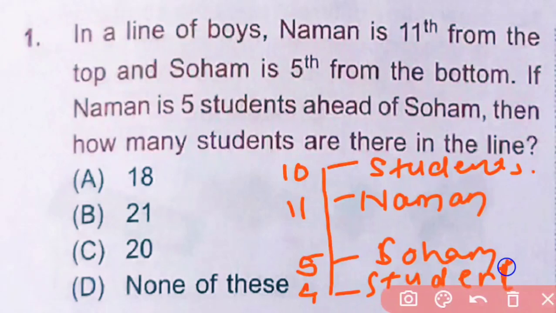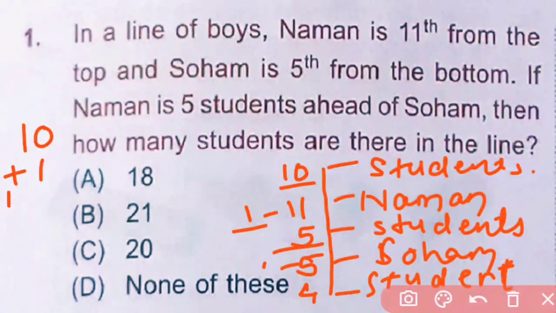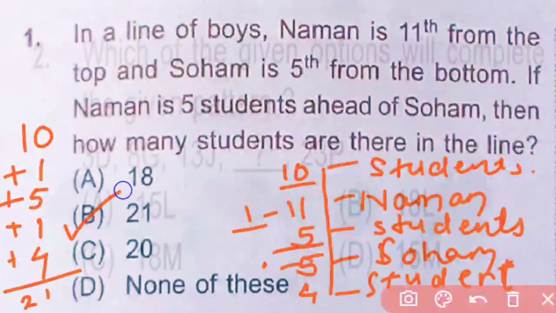If Naman is 5 students ahead of Soham, means there are 5 students in between Naman and Soham. Naman is 1 student and Soham is 1 student. Means 10, this 1, this 5, Soham 1 and down 4 students. Total 21. So B is the correct answer.